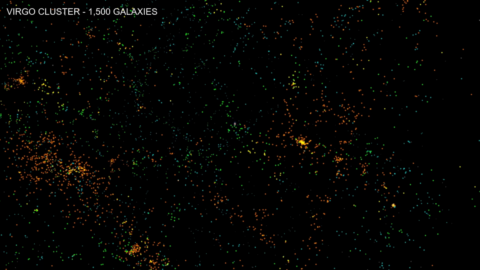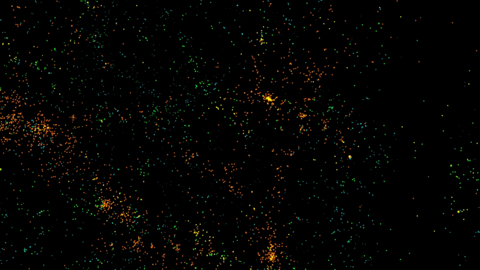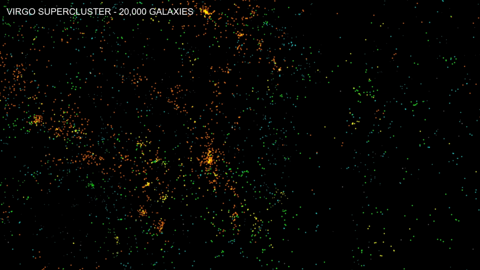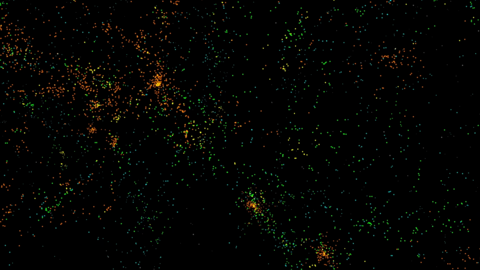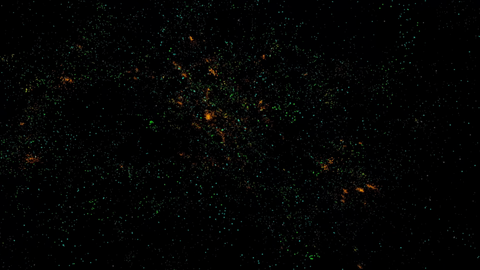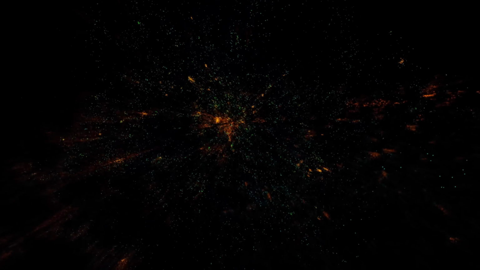As we zoom out, we see our local group of galaxies, and then the Virgo cluster, made up of more than 1,500 galaxies. Next, the Virgo supercluster is made up of some 20,000 galaxies, but this is just a small lobe of an even bigger supercluster, Laniakea, made up of approximately 100,000 galaxies. 100,000 galaxies, each with hundreds of billions of their own stars and planets. There are another 10 million superclusters like Laniakea in the observable universe.